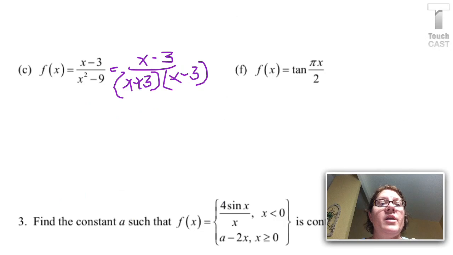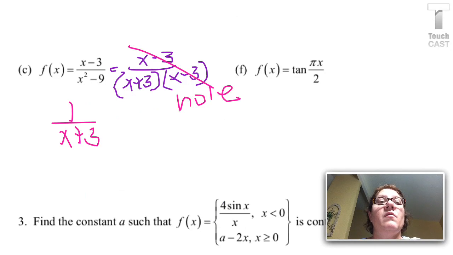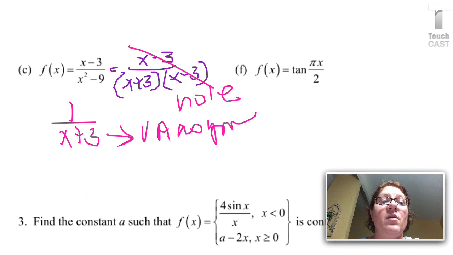And so of course on letter C, I can factor again, and when I cross this out, remember, I get a hole. So that will be a removable one, and then I'll have 1 over x plus 3. That's going to give me an asymptote, a vertical asymptote, which is non-removable. And I'll see you in the next video to write it down.